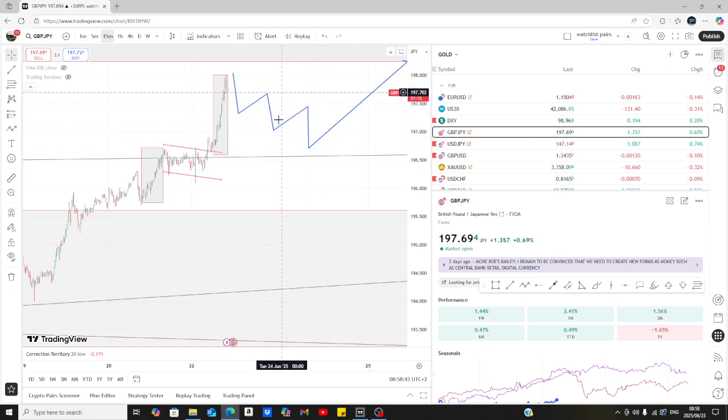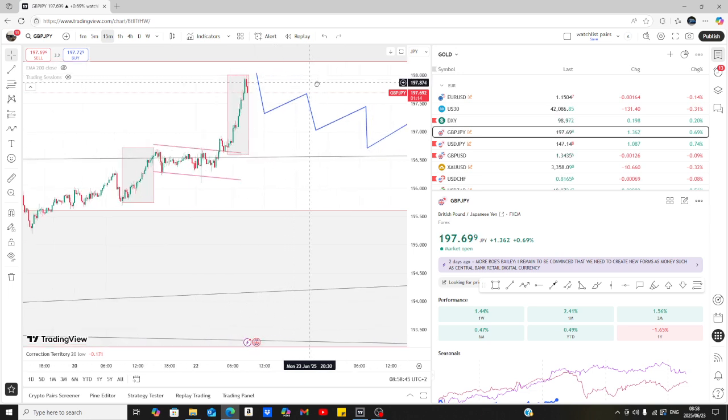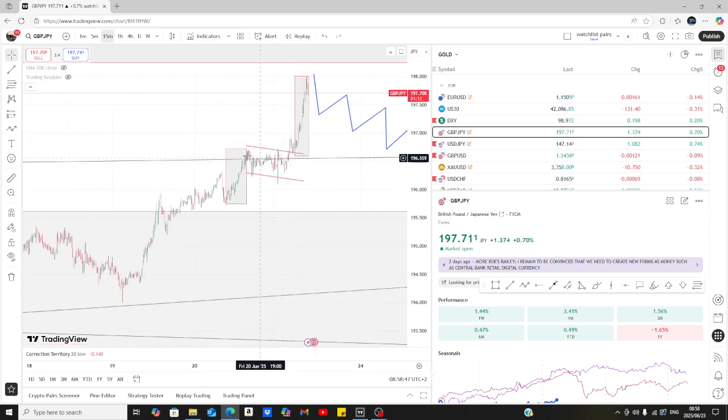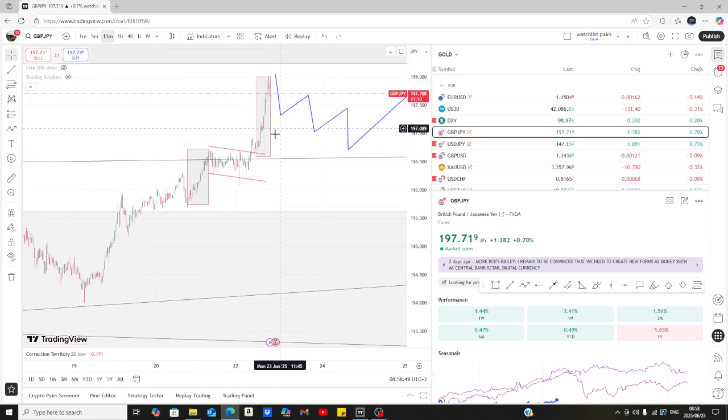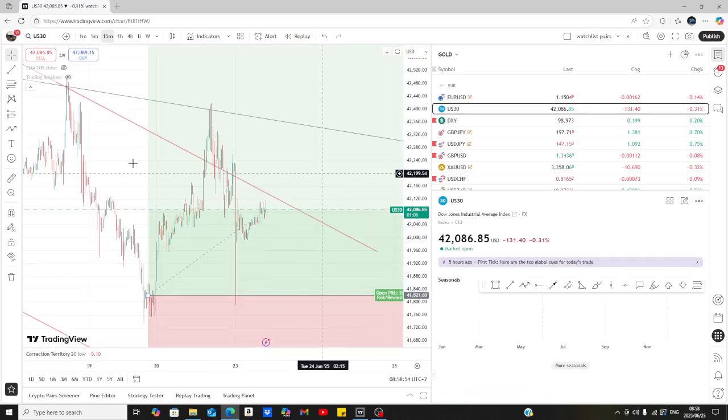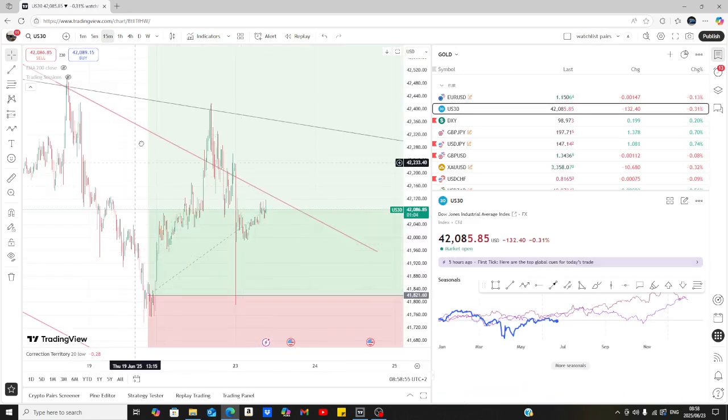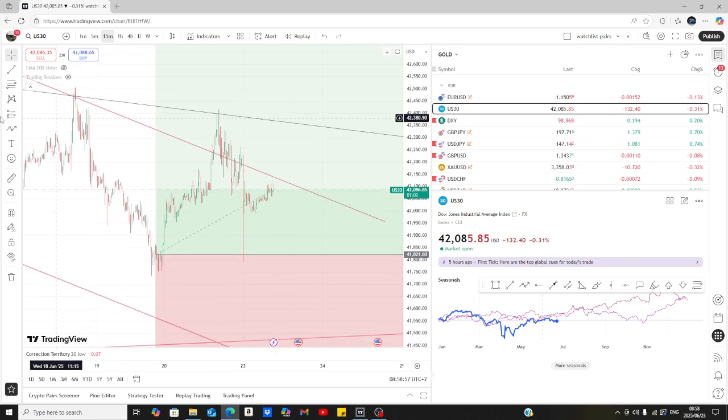So GJ could definitely offer more bullish opportunities, but for now we're going to allow this move to correct, and we'll see if we can get any opportunities. So one of the trades that I'm still currently in is US 30.